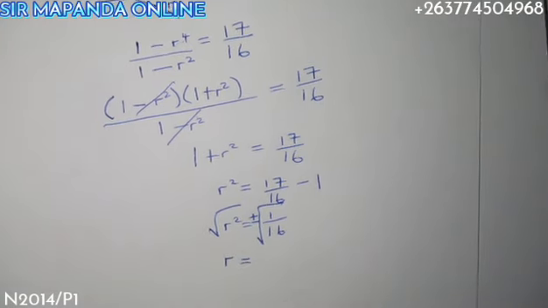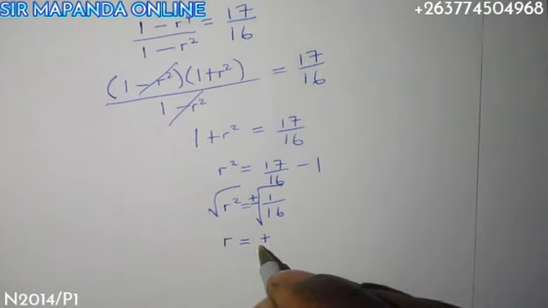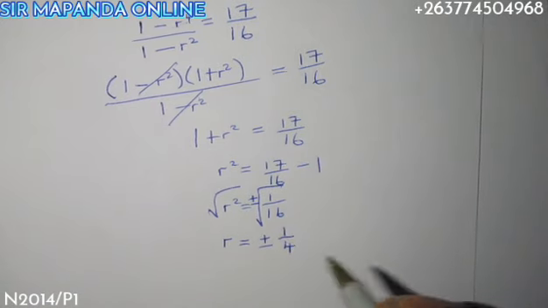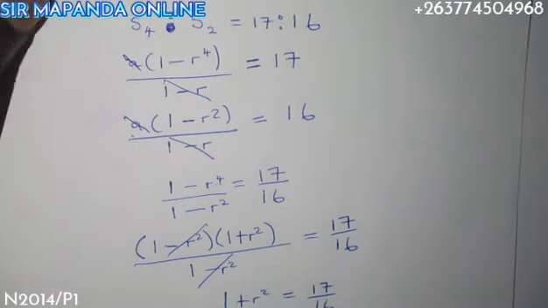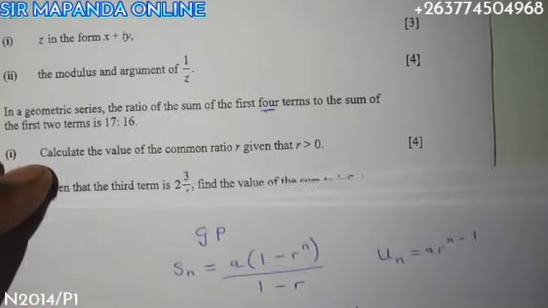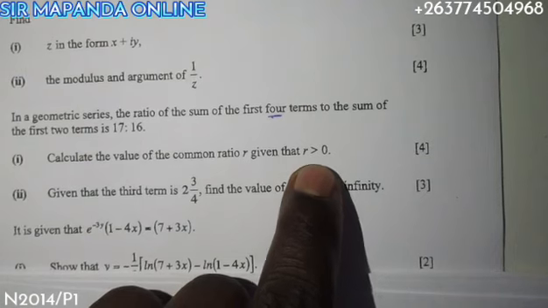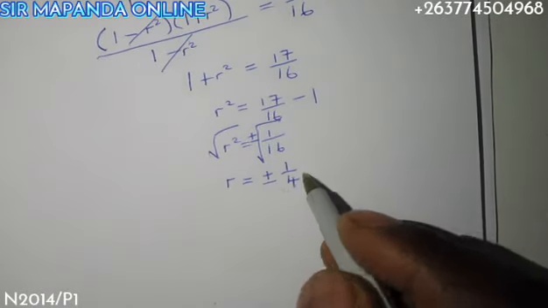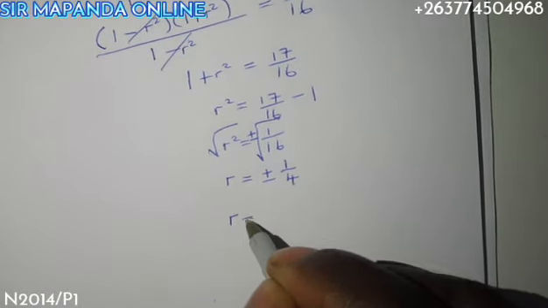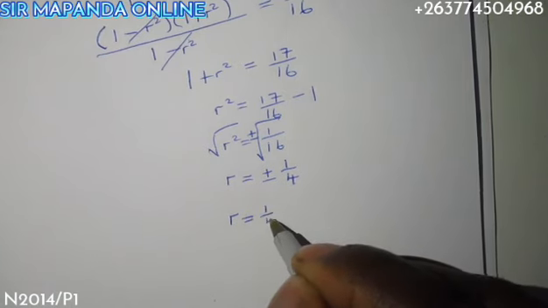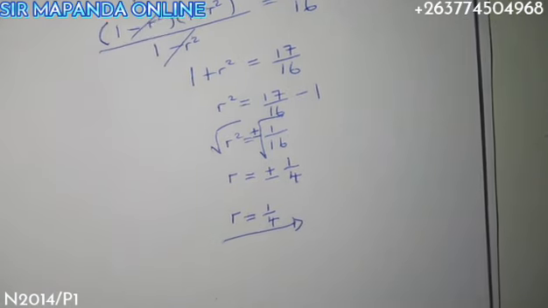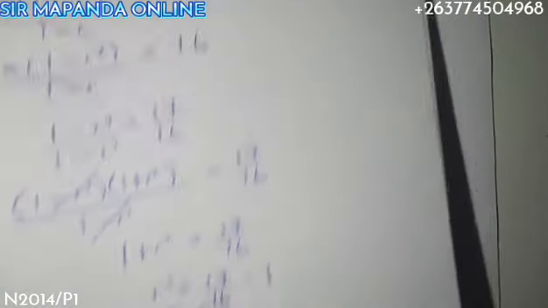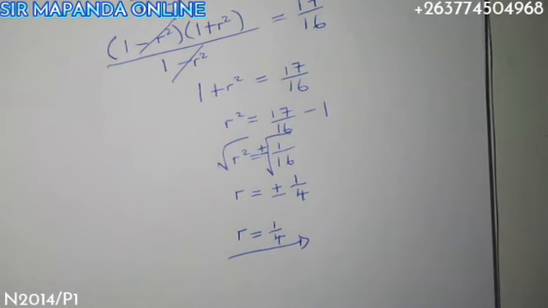So r is equal to plus or minus 1 over 4. But you look at the question to check whether there is a condition set for r, like this one. They are saying r must be greater than 0. It is a condition. So of the two values of r that we have got, we are now ignoring the negative part. So the only answer for r is 1/4, which is greater than 0. So this is the first part of the question.